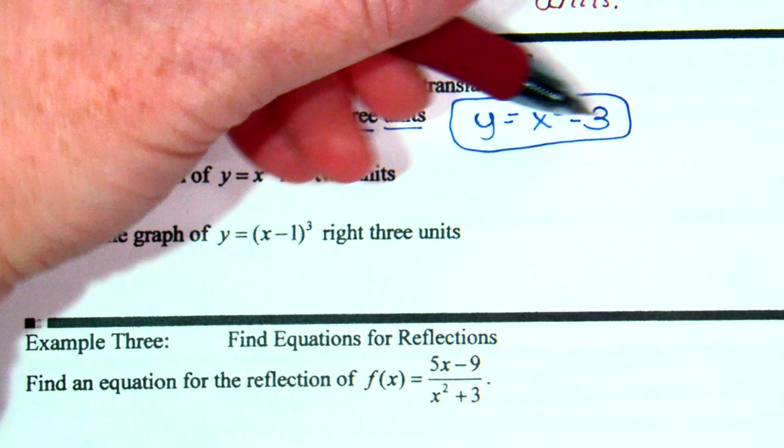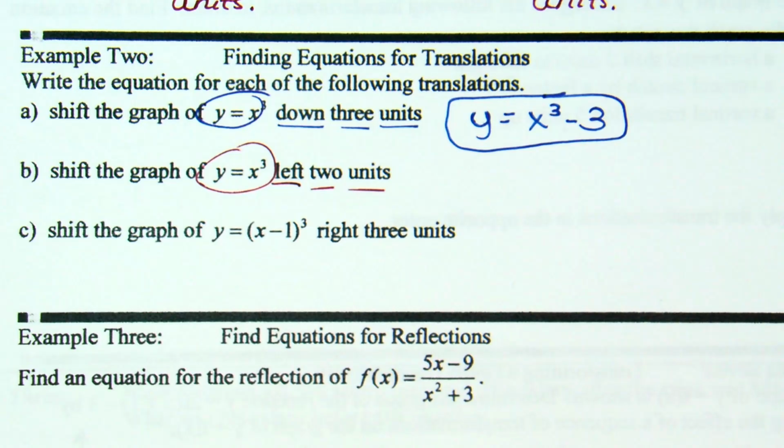Okay, B. Shift the graph of y equals x cubed. So again, it's y equals x cubed. This time we're going left 2 units. So, let's see if we can get this. What are your thoughts, Ross? I put y equals, in parentheses, x plus 2, outside of the parentheses, cubed. Okay. He put y equals in parentheses x plus 2, and then he put a cubed.